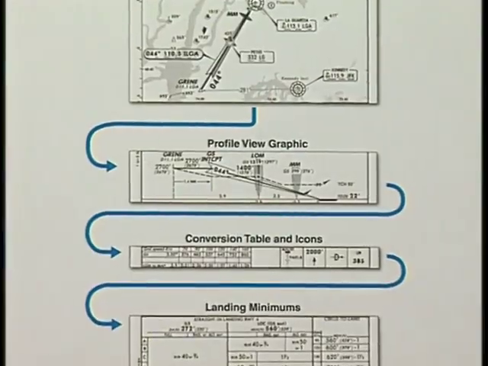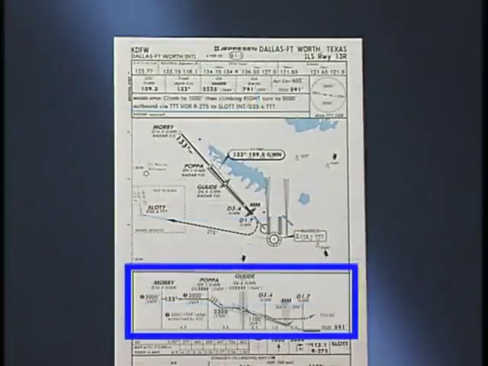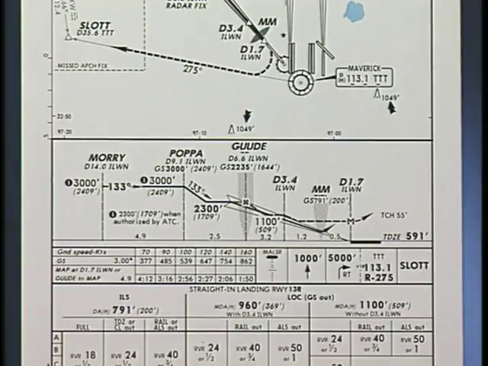Now let's discuss the profile view of Jeppesen approach charts. The profile section of the chart is a side view of the procedure, but unlike the plan view, is not drawn to scale. This view depicts the altitudes, fixes, distances, and magnetic courses to be flown.